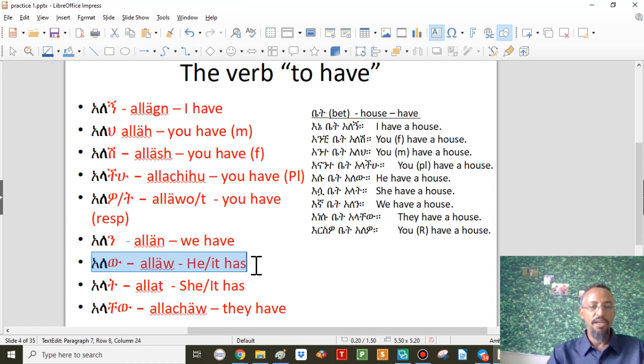Don't forget the English "it" is either a he or a she in Amharic. So we say he has or it has. If we are referring to an object identified as masculine or male, then we say it has. Or feminine, we say she has. So አላት, አለው.